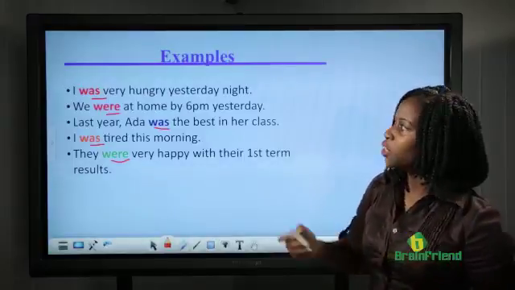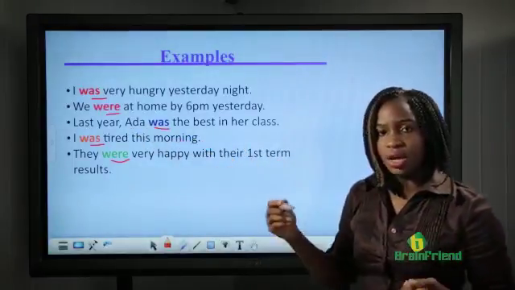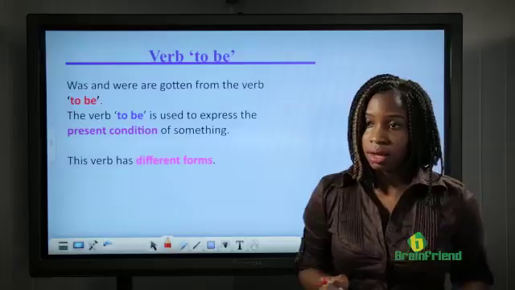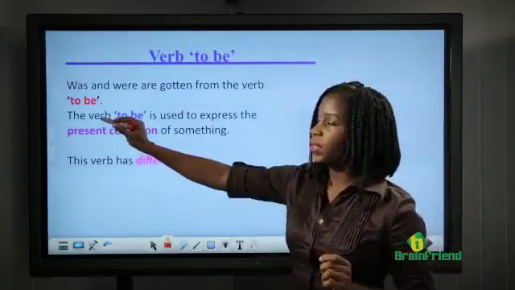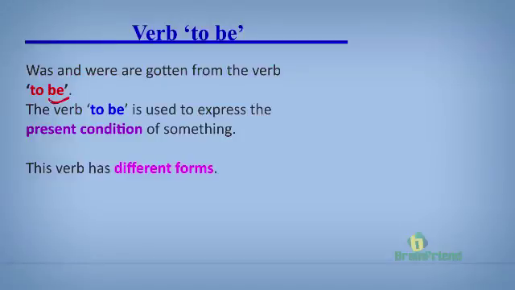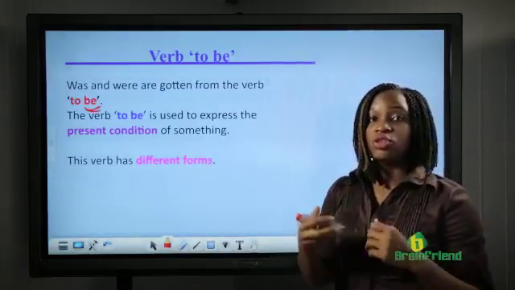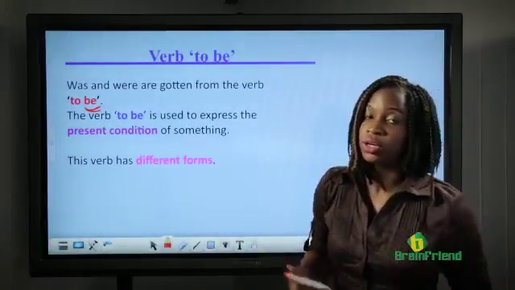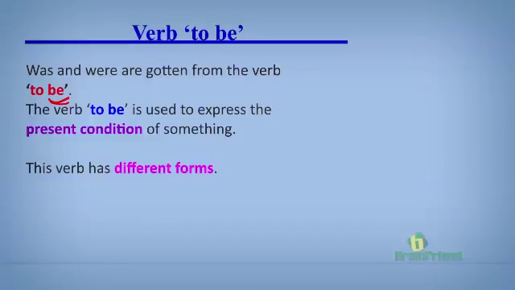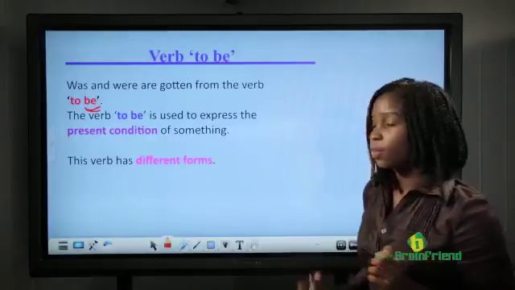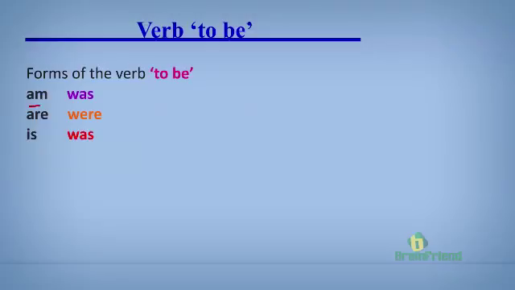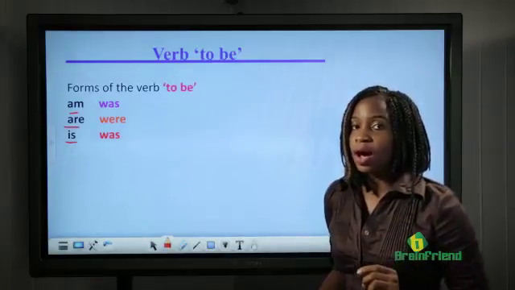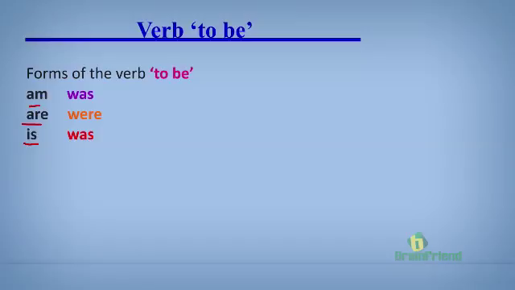Now I know you might be wondering, where do these words, was and were, come from? Well, was and were come from the verb to be. Now the verb to be is used in expressing the present condition or the state of a person or something. And this verb to be has different forms. What are the forms of the verb to be? Am, are, and is. But now we're talking about the past tense. So we're going to use these forms of the verb to be in the past.